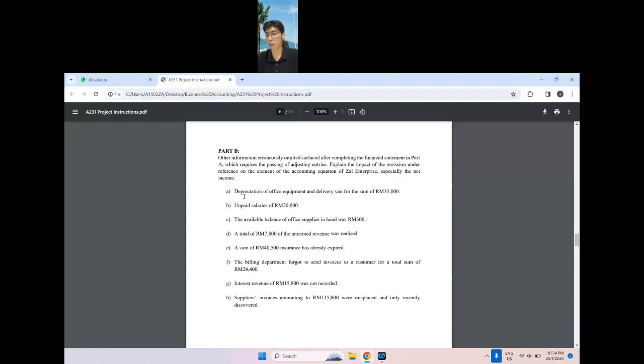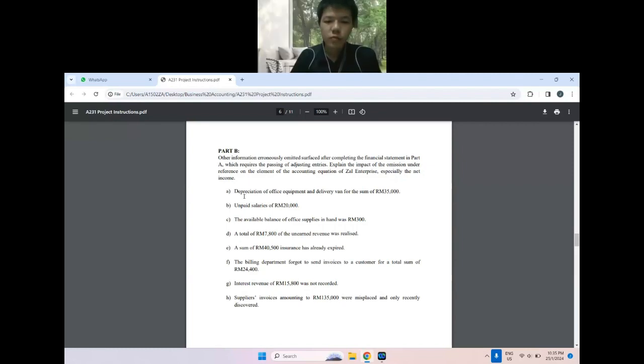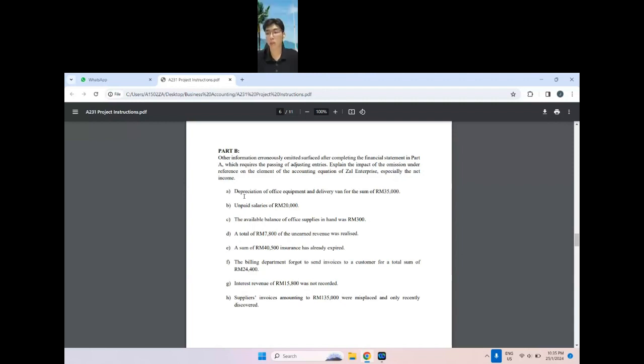but I think it will affect the asset, and owner equity will decrease because of the expenses increase, and it will affect the net income. It will decrease the net income. Yes, I agree with you. Yeah, I agree also. Okay, so there is no problem. Let's move to the next question.